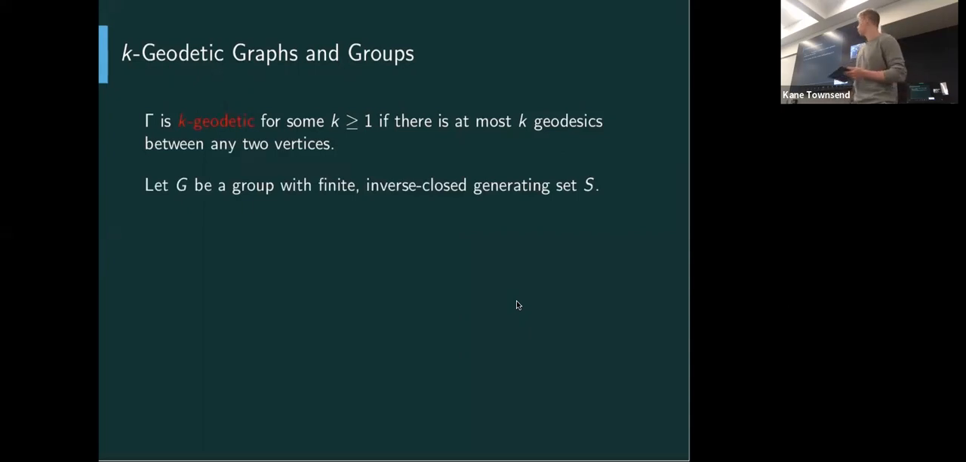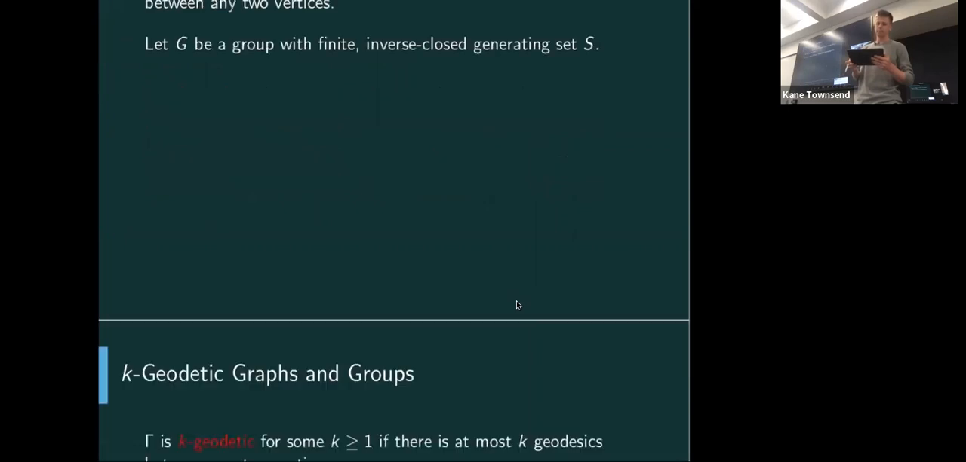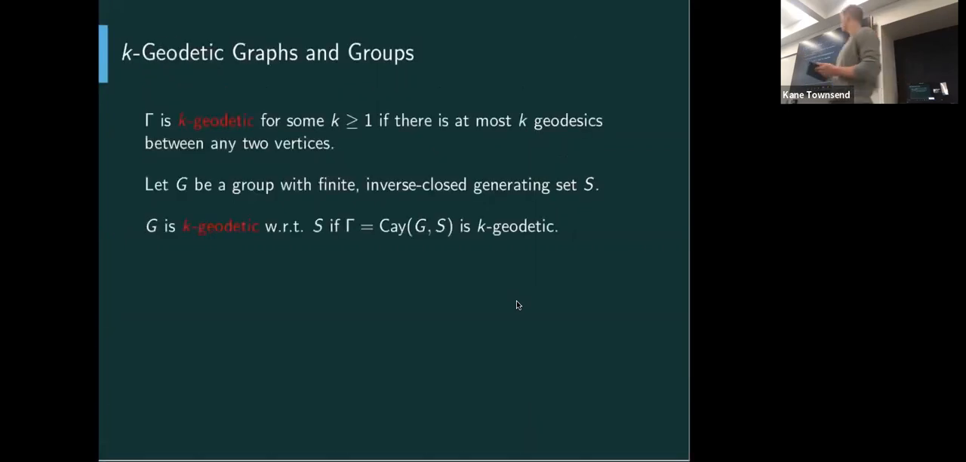Take a group with a finite inverse closed generating set. Say the group is k-Geodetic with respect to the generating set if the Cayley graph is k-Geodetic. So this of course depends on the generating set, but sometimes I'll say G is k-Geodetic, and I will just mean that there is a generating set for it.